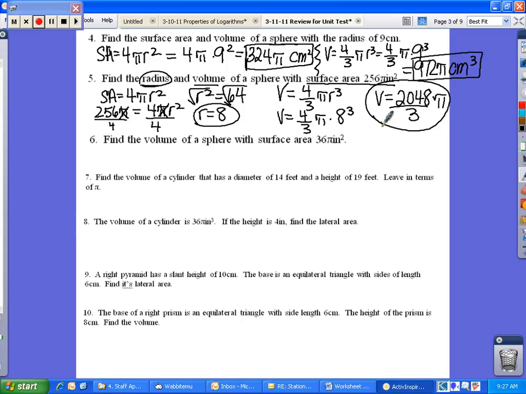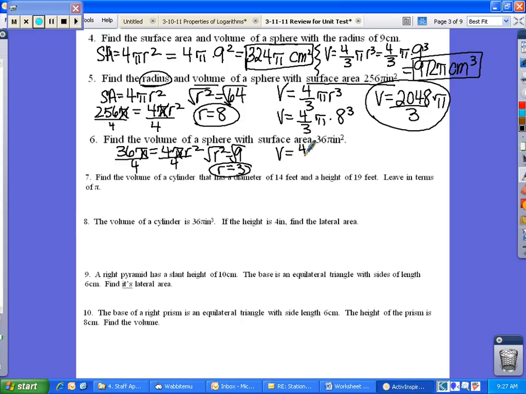Okay, number 6 is very similar to what we just did. You want to find the volume given the surface area. So we just walked through how to do this process. Except they just don't ask you to find the radius, but you know now that you have to find the radius from the surface area in order to find the volume. So 36 pi equals 4 pi r squared. Cross out the pi's, divide both sides by 4. Radius squared equals 9. Take the square root of both sides, and your radius is 3.